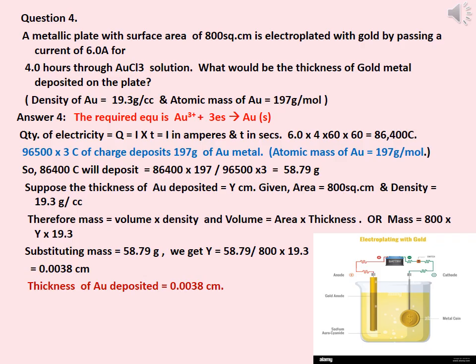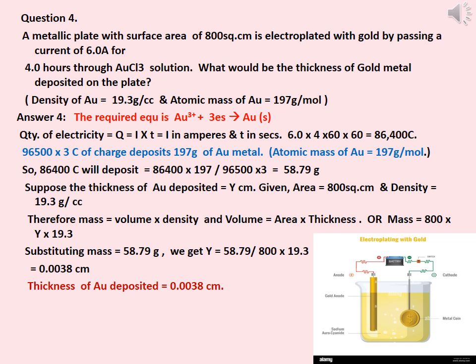So therefore 86,400 coulombs will deposit how much of gold? That is 86,400 into 197 divided by 96,500 into 3, which is 58.79 gram of gold metal gets deposited. Now we need to find the thickness.